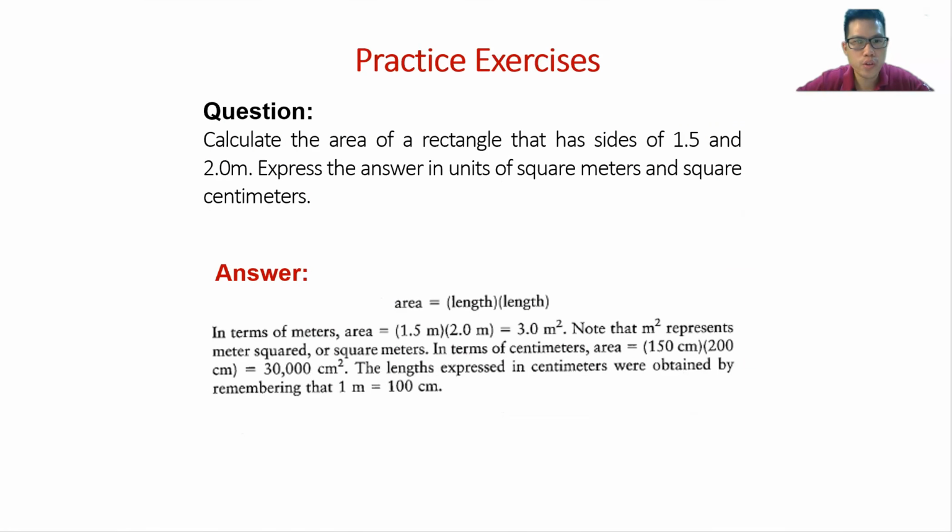Okay, unit conversion, very simple question. Calculate the area of a rectangle that has sides of 1.5 and 2. The area is very simple. This one side multiplied by the other side, and the unit will be meter square. Okay, so there you go, 3 meters square. Okay, the area, very simple.